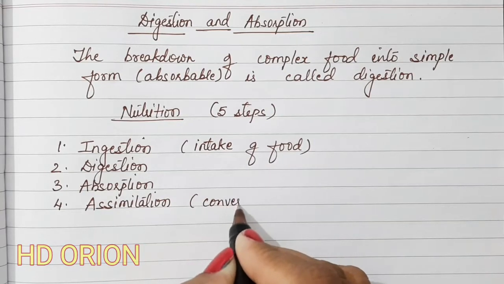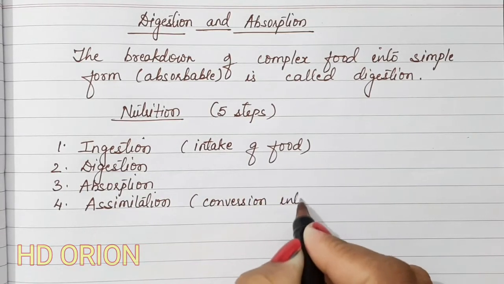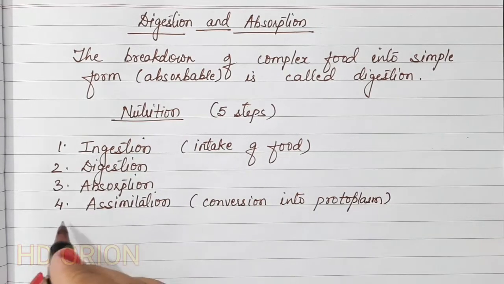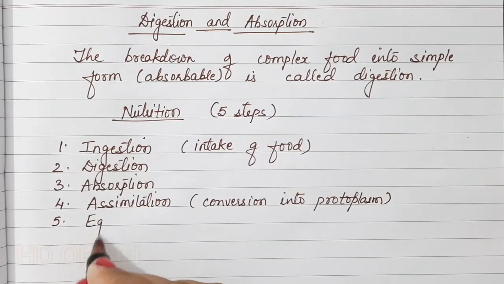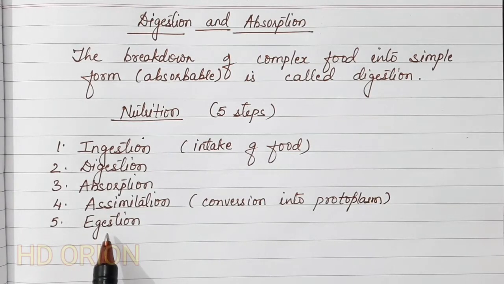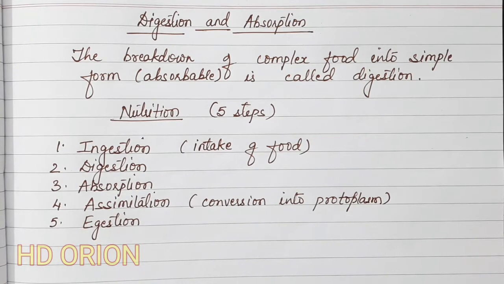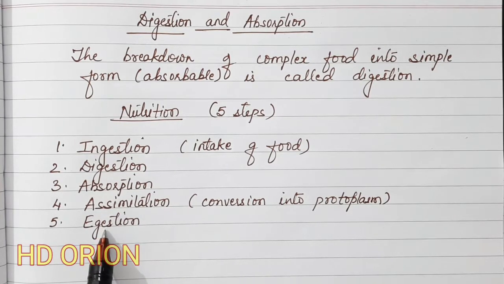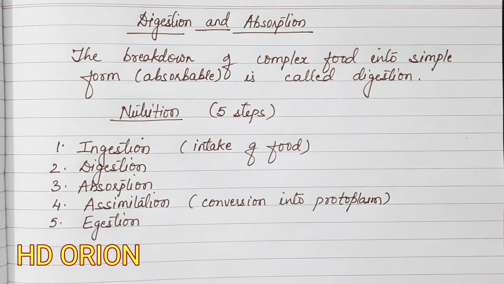This is basically the conversion of the food into protoplasm of the cell. This process is called as assimilation, and whatever is not digested is removed out of the body by the process called as egestion. Let us not confuse egestion with excretion. Excretion is the removal of the excretory materials or the waste which are formed after metabolism, but egestion is actually the removal of undigested waste which is not actually the part of the metabolism. So this is simply the removal of the undigested waste in the form of feces. These are the 5 steps of nutrition.